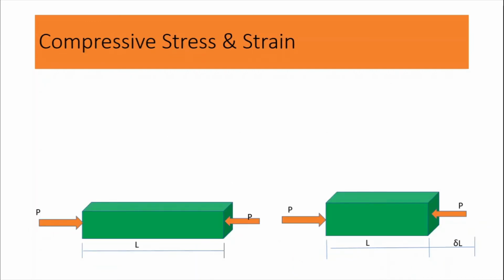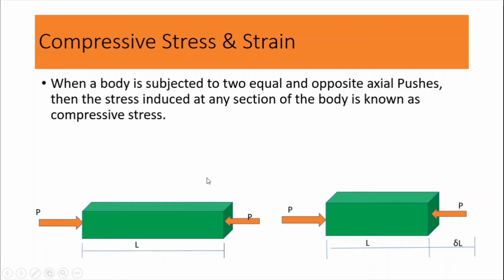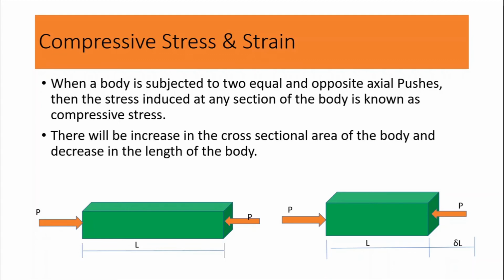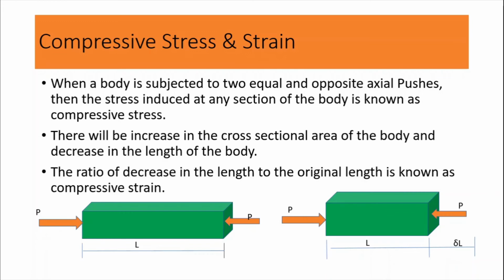Similarly, we can apply the compressive load also. Due to that, the length will decrease and the other two dimensions will increase. When a body is subjected to two equal and opposite axial pushes, then the stress induced at any section of the body is known as compressive stress. There will be an increase in the cross-sectional area of the body and a decrease in its length. The ratio of the decrease in length to the original length is known as compressive strain.